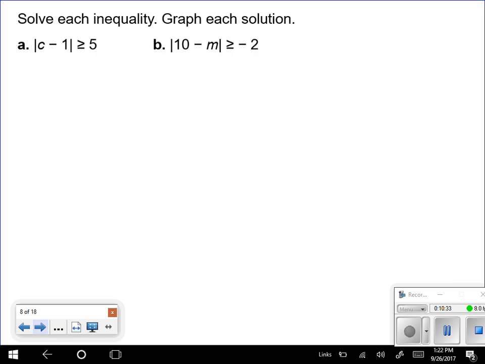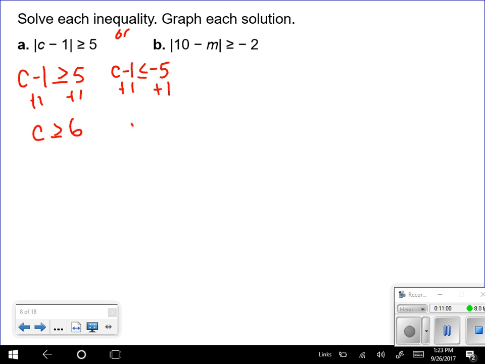Okay, so let's try A here. We have c minus 1. Now we have a greater than, so we're going to keep one the same. Always keep one the same. Greater than is going to be an or inequality. So then we also have c minus 1 is less than or equal to negative 5, and then we flip the inequality and change the second number to negative. So I'm going to add 1 to both sides. So we have c is greater than or equal to 6, and c is less than or equal to negative 4.